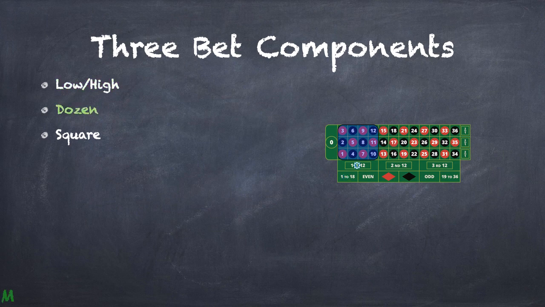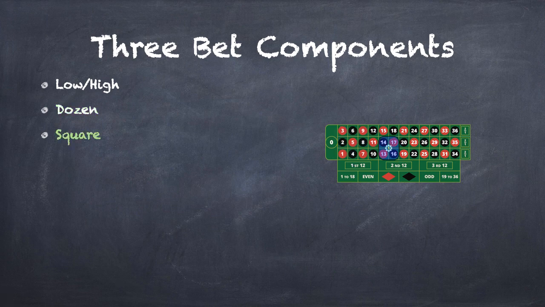The second bet component is a dozen bet, and this is where we place the required amount of units on the first 12, second 12, or third 12. And similar to the low-high, we want to make sure we place our bets on the first 12, second 12, and third 12, and not on the other dozen bets that are on the far left-hand side of the table. Again, this is because we want to be able to compose our bet types to cover the maximum number of squares. This particular kind of dozen bet allows us to combine our bet components.